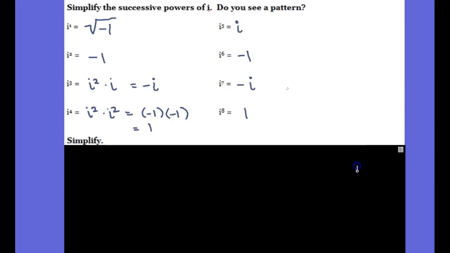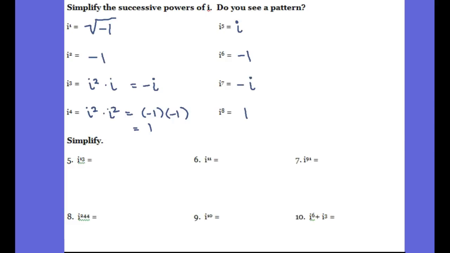These right here are what you need to memorize: the i, the negative 1, negative i, positive 1. Because any power of i, like these examples down below, can be rewritten using one of those 4 values. So if you ever find something higher than that, you know you've got it wrong.